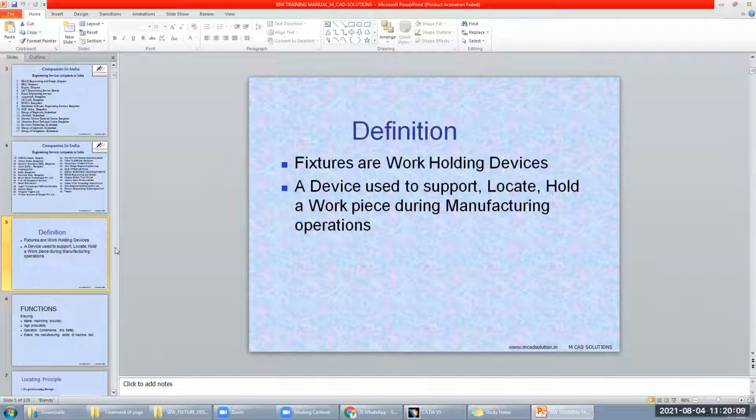You are from Hyderabad or Bangalore? Bangalore, sir. Okay, no problem.